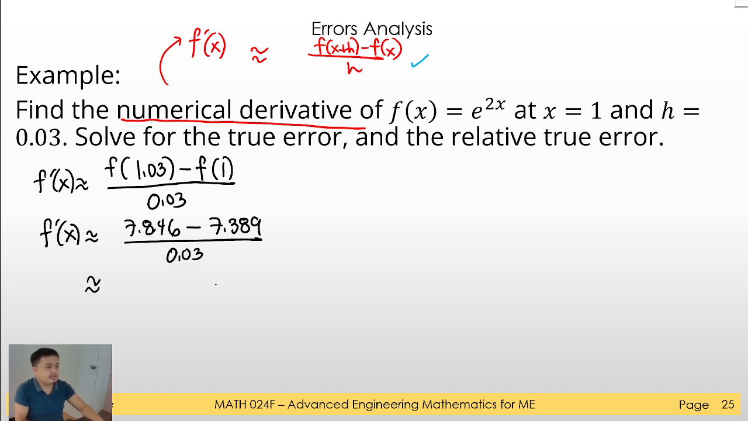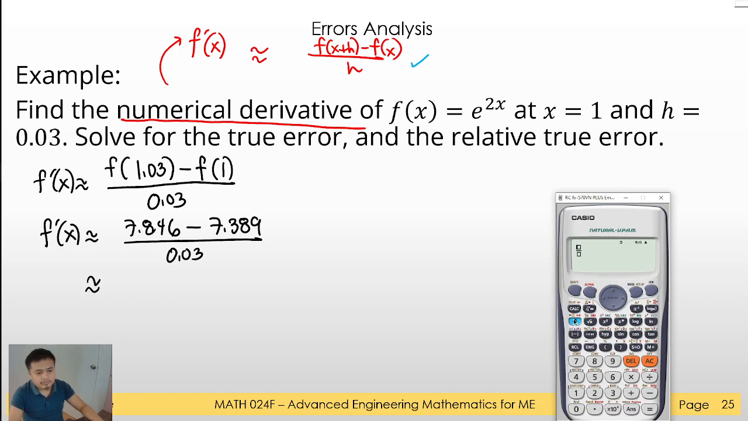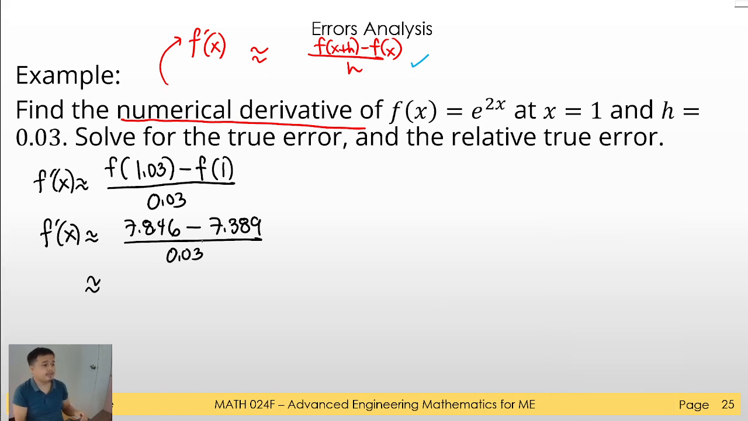So the numerical derivative, we solve this: 7.846 minus 7.389 over 0.03. The answer should be 15.233. So we have 15.23. So this is your numerical derivative. This is basically the slope of the function at this given point, approximately.